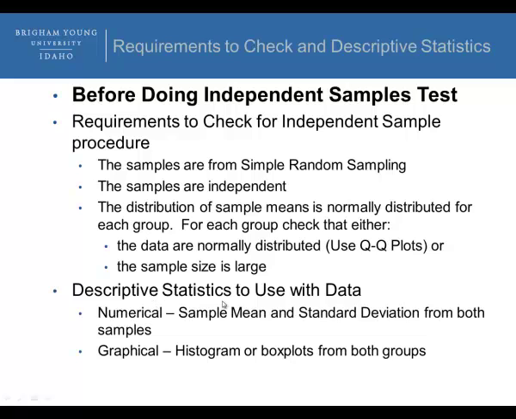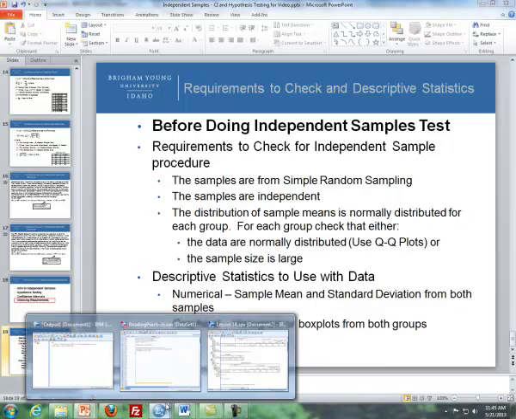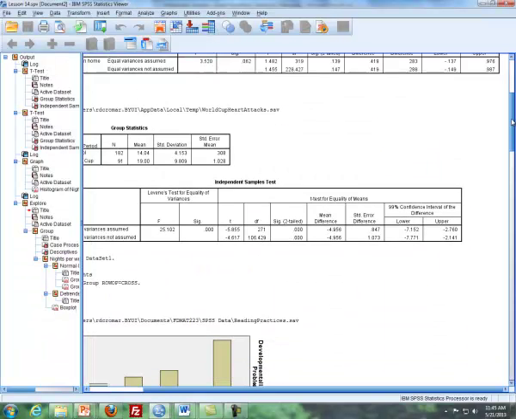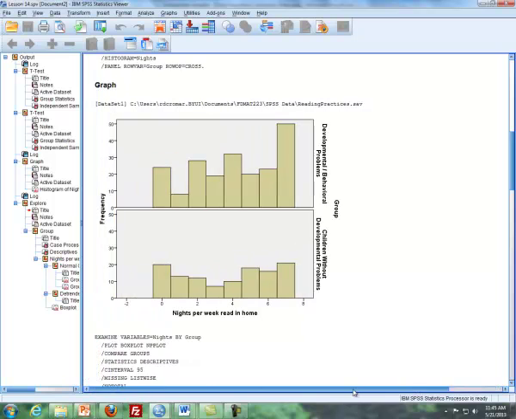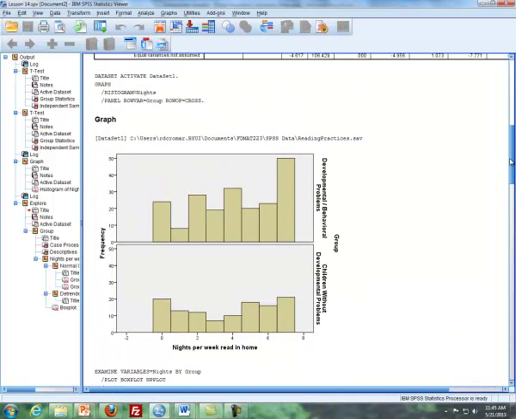Now, on top of that, for the descriptive statistics for this data, you can find the sample mean and standard deviation for both groups. That would be the numerical descriptive statistics. And in graphs, you can do histograms or box plots for both groups. So here, if I go to my output again, if you follow along with me, here's an example of where we can get the histograms of both groups.